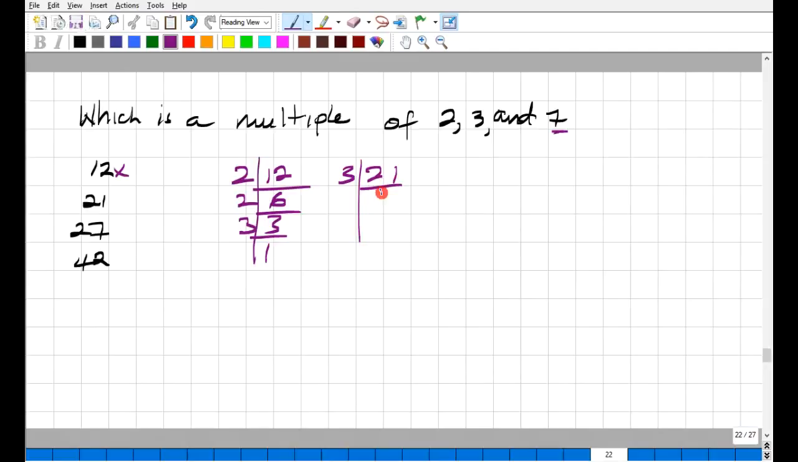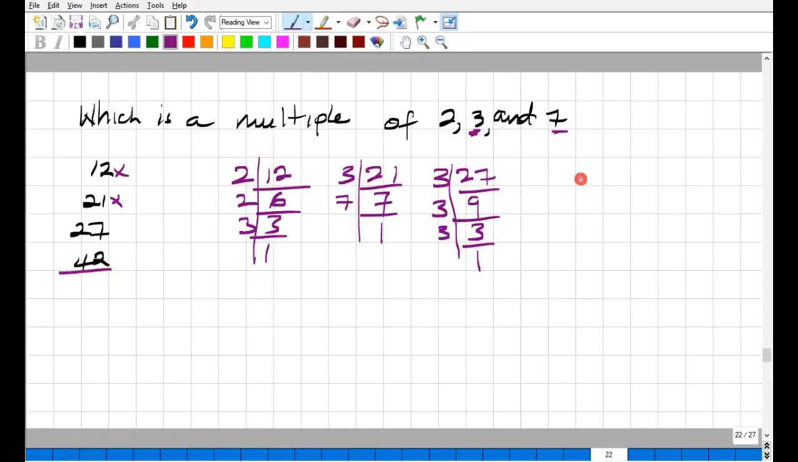3 into the 21, 7 times. 7 into 7, 1. So in this one, we have the 7 and we have the 3, but we don't have any 2. So this one is out of it. Now 27. 3 into 27, 9 times. 3 into 9, 3 times. 3 into 3, 1. In this case, we only have 3 as a factor, and we don't have the 7 as a factor there.